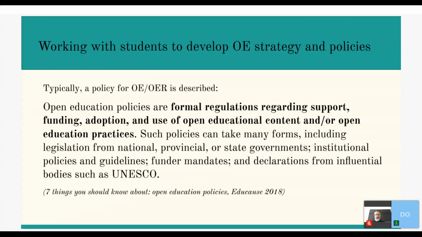So the one thing is that if we look at a policy, typically we are always talking about an OER policy as being about formal regulations regarding support, funding, adoption, and the use of educational content. But formal regulations are only one part of this. Formal regulations are the way of thinking, okay, we need to set some regulations somehow. But the main point is how can we actually achieve this support, funding, and adoption? And so this leads us to a very open, collaborative idea of policymaking.